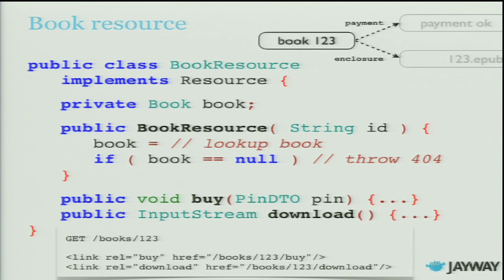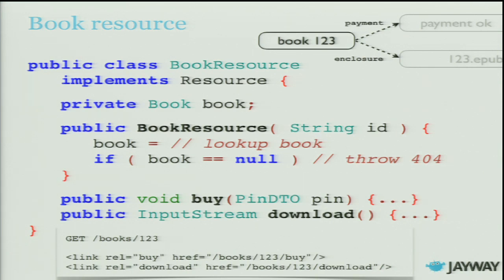So basically we just look at a method and say, if it returns void, then it must be a command, and then it must operate on POST. And if it actually returns something, like the download, which returns an input stream, it must be a query, so it must be GET. So with just this simple convention, we avoid polluting our code with these verb annotations.